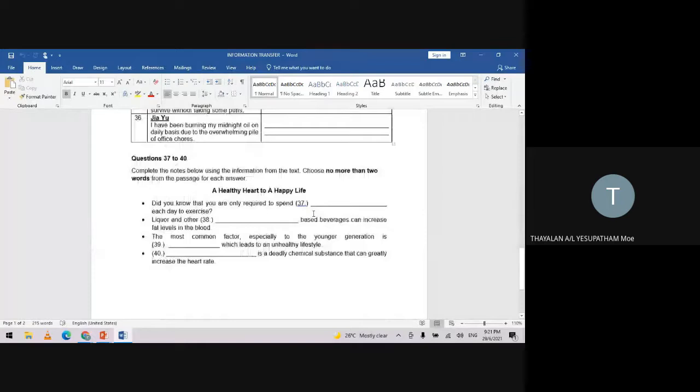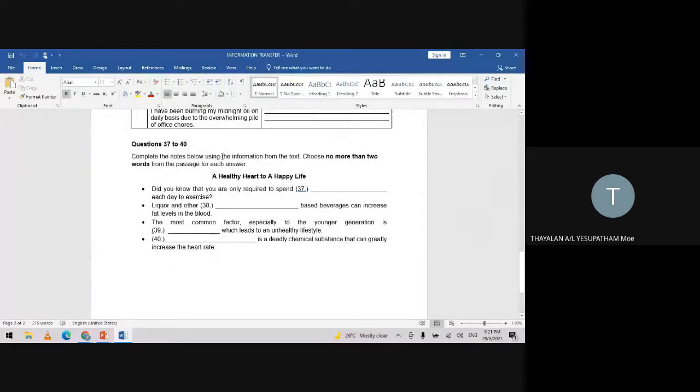Okay, now let's move on to the next one. Here, complete the notes below using the information from the text. Choose no more than 2 words, not 1 word, not 3 words. It can be 1 word though.